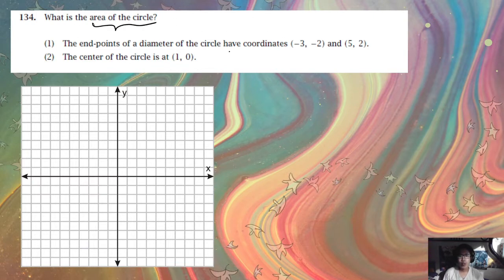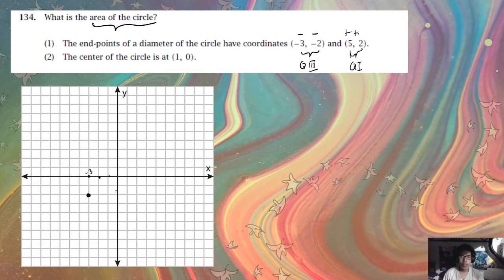So the endpoints of a diameter of the circle have coordinates (-3, -2). So where will you find these coordinates? Most likely, since they are negative and negative, we'll find them in quadrant 3. As this is positive and positive, we're going to find these coordinates in quadrant 1. So let's try to locate them. We have x for -3, and then y for -2. So this is our point here.